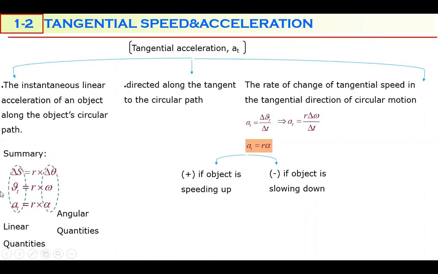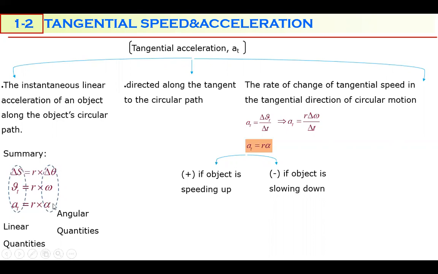And a summary of these quantities. This is arc length. This is angular displacement. These two quantities are related by r. Greater r, greater arc length. Smaller r, smaller arc length.